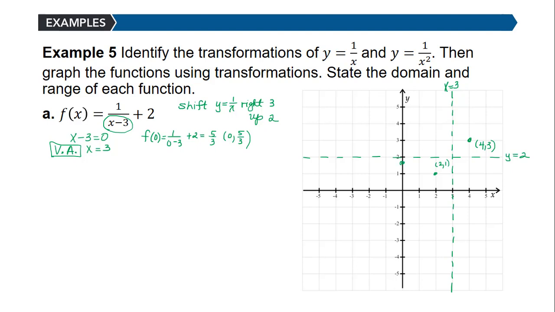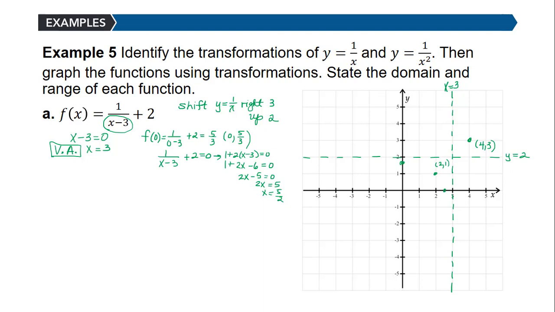And if I wanted to set the function equal to 0, 1 divided by x minus 3, plus 2 equals 0. If I multiply everything through by x minus 3, I get 1 plus 2 times (x minus 3) equals 0. So I get 1 plus 2x minus 6 equals 0, which is 2x minus 5 equals 0, or 2x equals 5, or x equals 5/2. So there is an x-intercept at (5/2, 0).